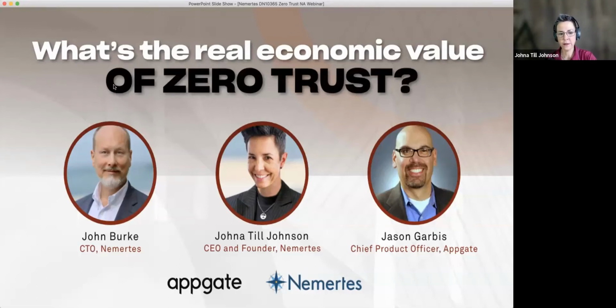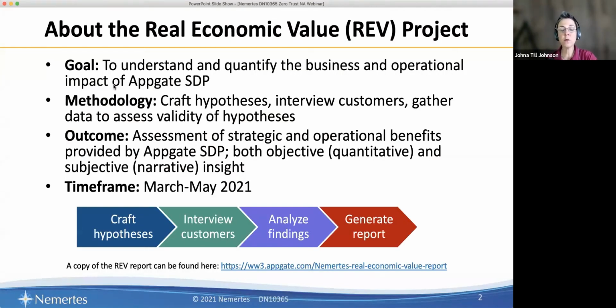And we put together a project with the goal of understanding and quantifying the business and operational impact of Appgate's SDP Zero Trust Network Access product. What we did is really put together a series of hypotheses. And these hypotheses are non-trivially interesting, as Jason will mention, because it's not just the standard ROI TCO kind of approach to looking at things.